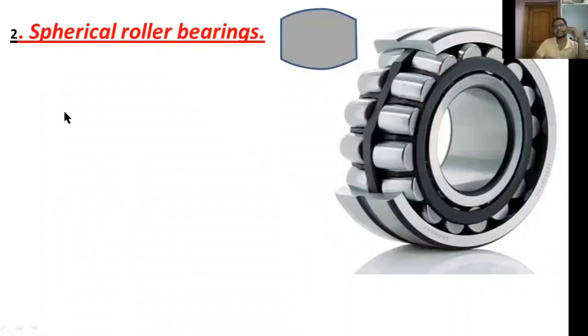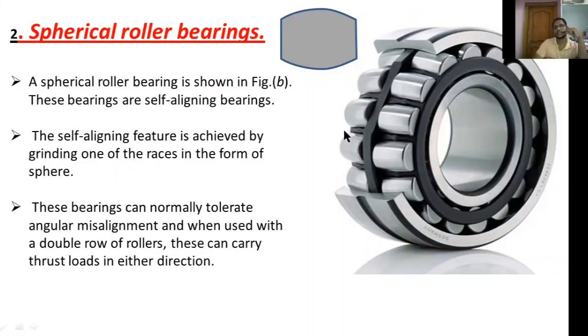Now, the second one is spherical roller bearings. A spherical roller bearing is shown here. These bearings are self-aligned bearings. These are also called self-aligned roller bearings. The self-aligned feature is achieved by grinding one of the races in the form of a sphere. Here you can observe the outer race having a spherical shape groove, and the rolling element is also in a spherical shape.